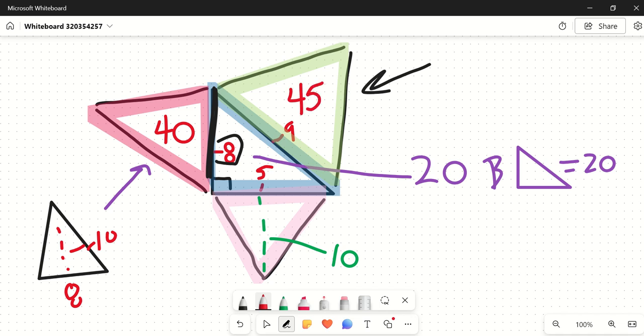And then the bottom one, the height is 10. The base is what, ladies and gentlemen? 5. It's a 5 by 10. 5's right here, guys. That's pointing at it. It's 5 by 10. That's 50. Half of 50 is 25.